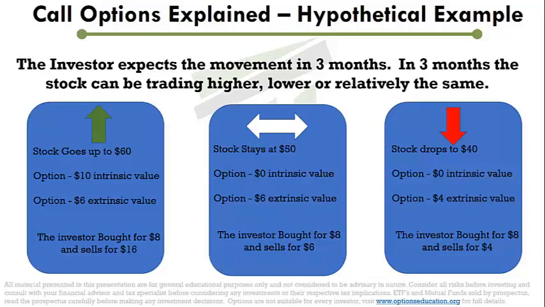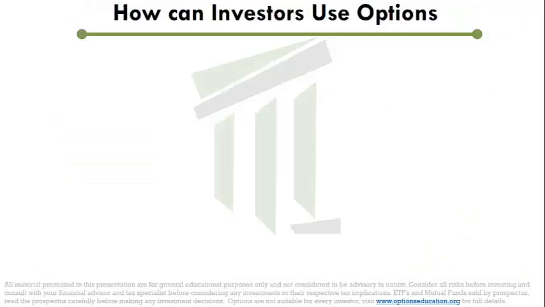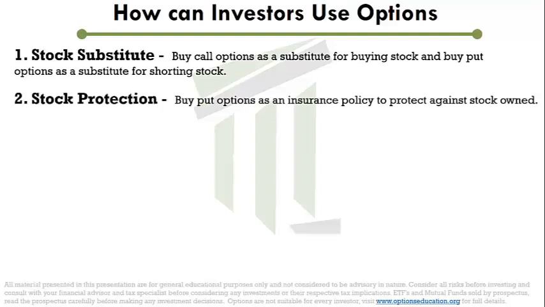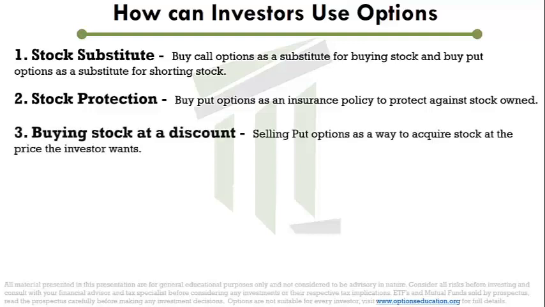So as an investor, how can we utilize these? Well, there's a couple ways to use options as an investor. The first is simply as a stock substitute, buying call options as a substitute for buying stock. We can use them as stock protection, using them as an insurance policy to protect against stock that is owned. A third way is to buy stock at a discount. And when we buy stock at a discount, we're selling puts as a way to acquire stock at the price the investor wants.